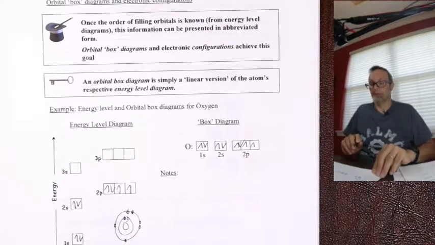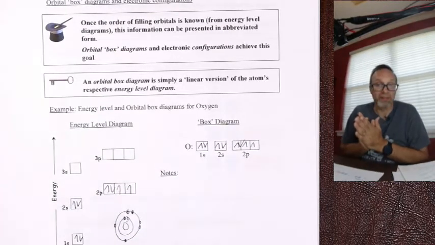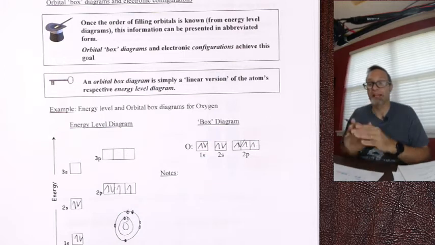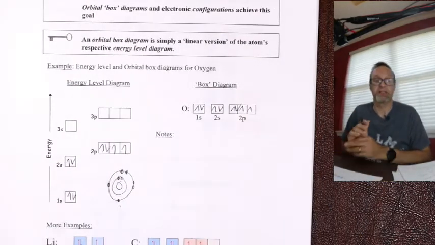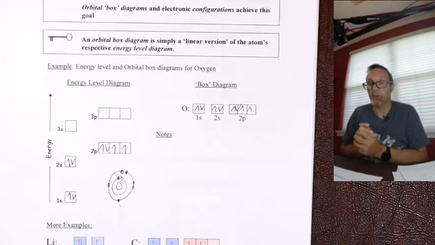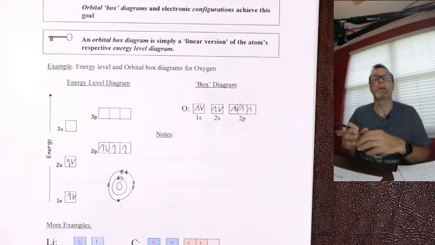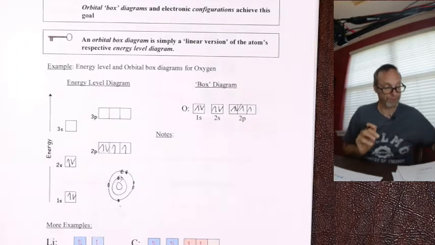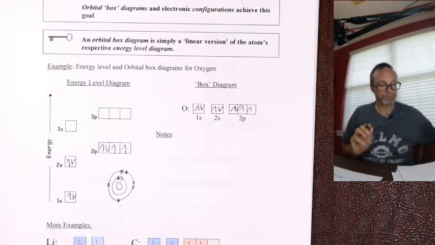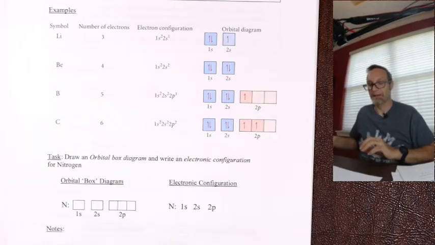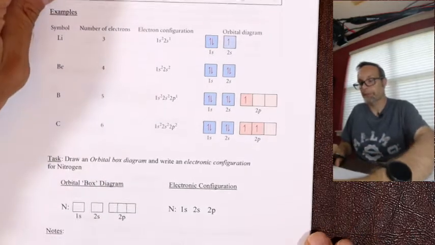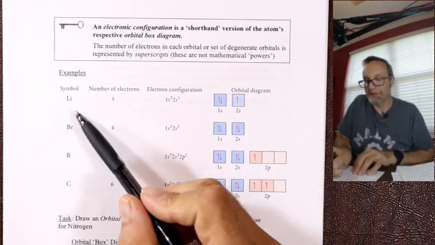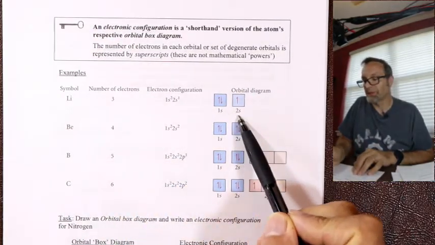We're going to practice a bunch of box diagrams, of course. But if you ever get stuck, an orbital box diagram is simply an energy level diagram lying down. It retains all the good information of an energy level diagram, just in a more condensed form. Now, a few more examples. You can look at these at your leisure. So there's lithium, 1s2, 2s1.